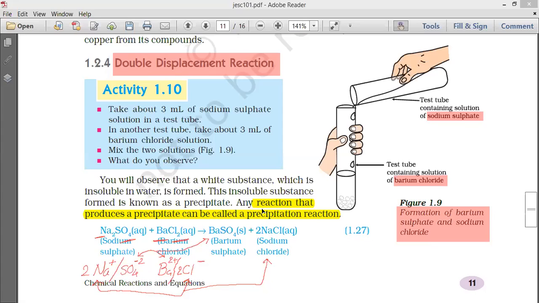And one more point is explained here: reaction that produces a precipitate can be called precipitation reaction. Here we have two reactants, sodium sulfate and barium chloride. Both are in aqueous form. But the product that we gain, that is solid. One is solid and another is aqueous. So the solid that we receive, that is precipitate.